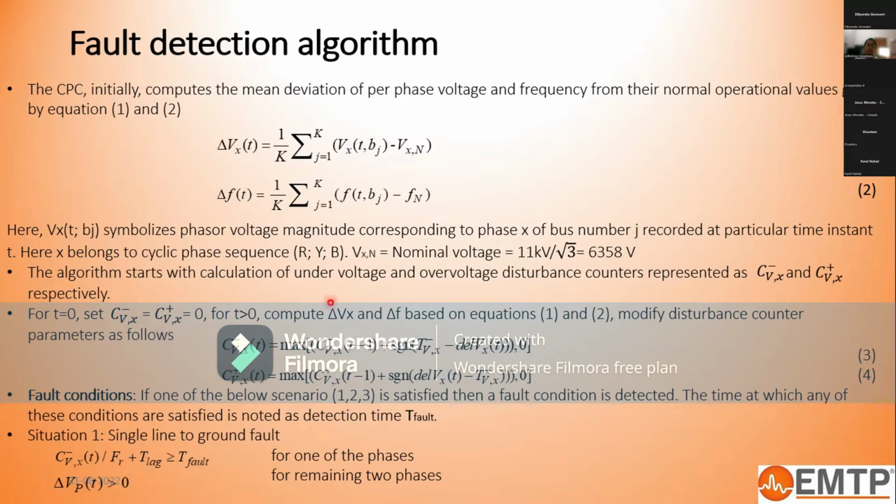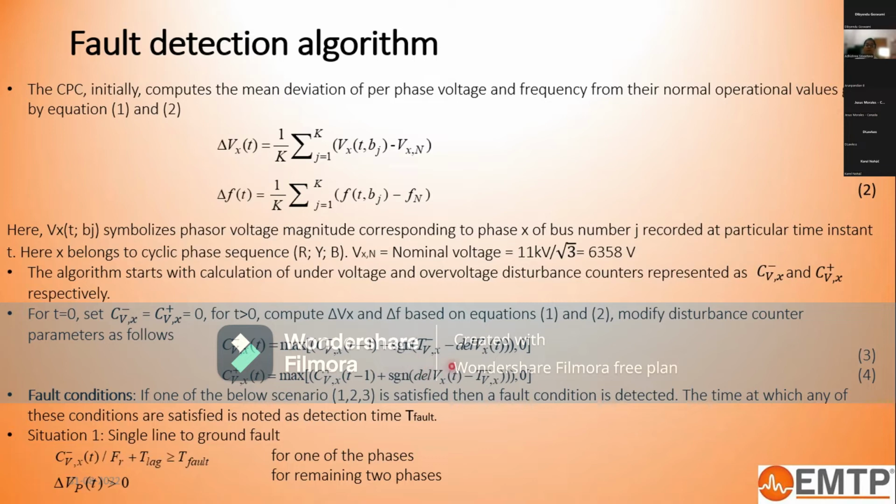So during the fault, it is expected that we will get some voltage disturbance. Under voltage condition is expected when there is a fault, and over voltage is expected in the unfaulted line. This CVX minus is defined by this equation, and it starts the counter whenever this disturbance or variation in voltage exceeds some threshold value, and this is TVX minus. So the counter will not start until this threshold is achieved.